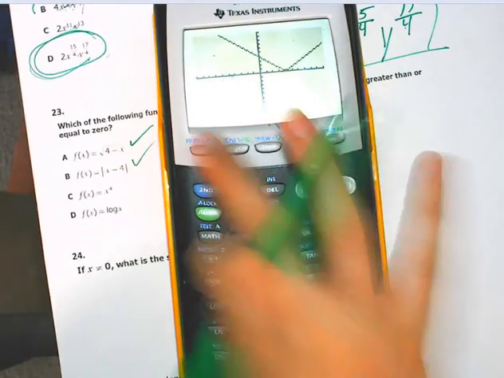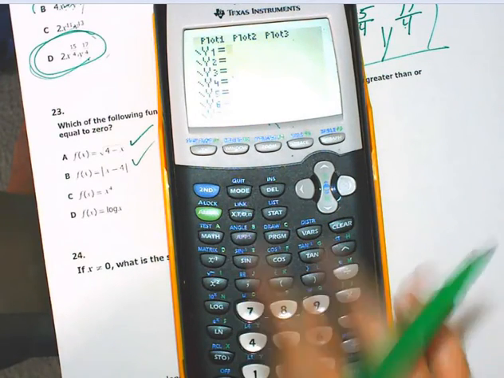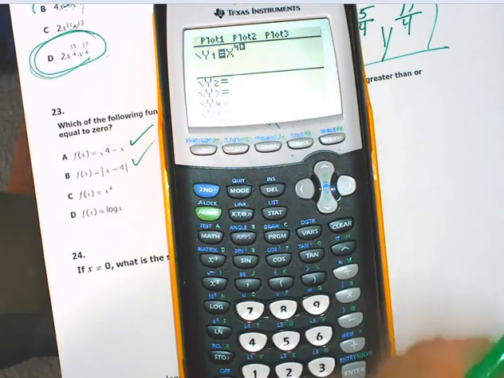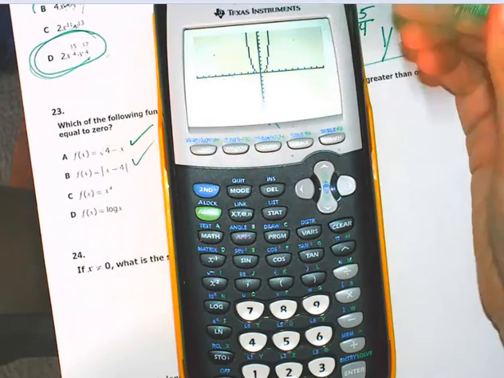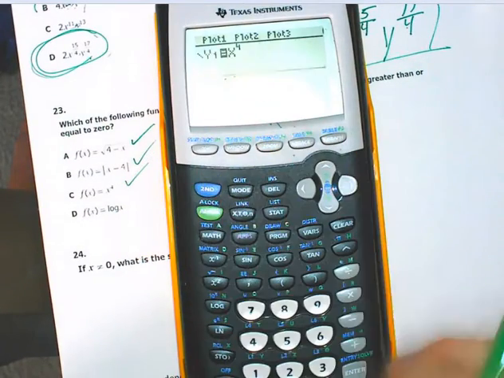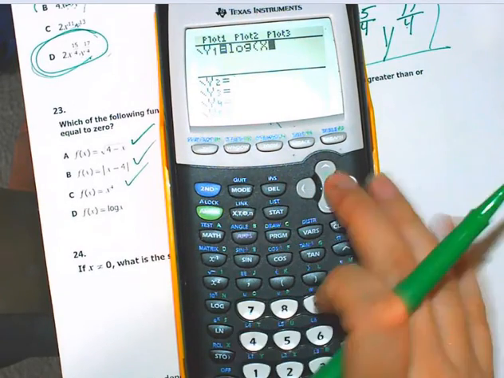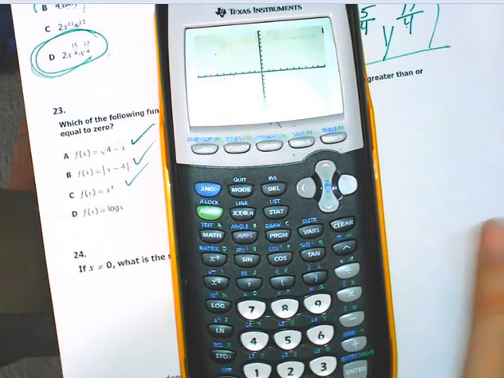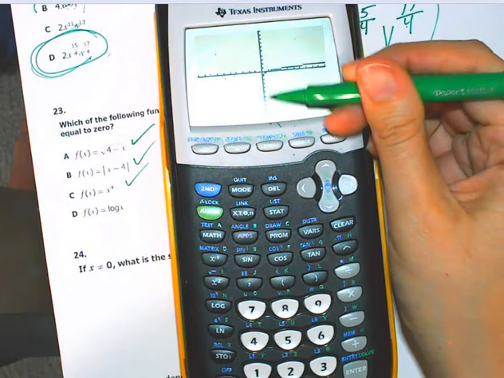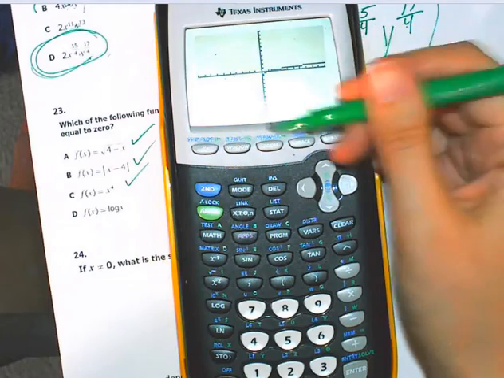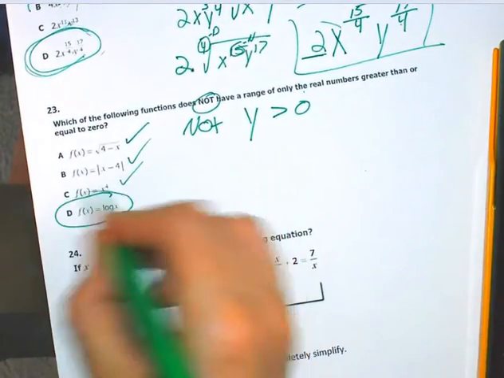All right, let's go back into our y equals. This time I have x to the 4th. Take a look at that. Again, I have 0 to infinity, so that one seems to work. So it's got to be the last one. Let's do log x. Close my parentheses. Notice that this is going from negative infinity to positive infinity. So the one which is not y greater than or equal to 0 is going to be D.